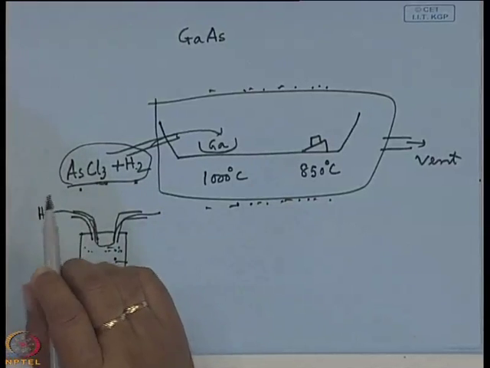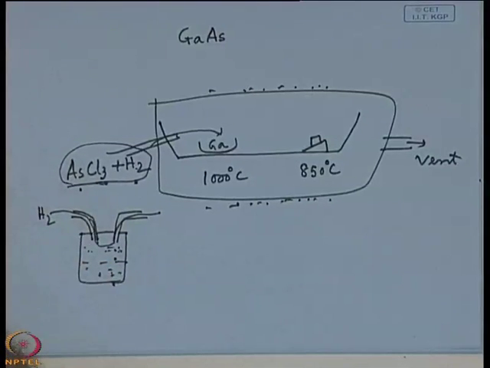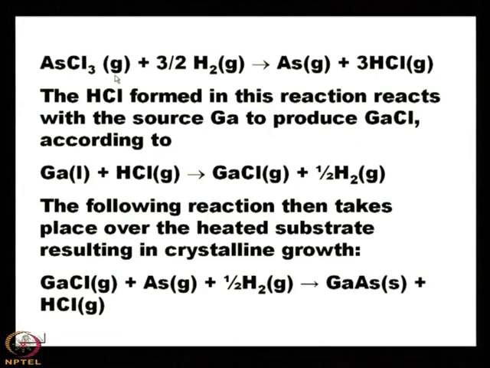So, what reaction will take place? This is the reaction that will take place. That means, see, AsCl3 gas, G stands for gas, plus 3/2 H2, this is also gas, it becomes arsenic gas and 3 HCl gas. Okay. So, this is the reaction which takes place. First this reaction will take place. So, what will happen? HCl will be formed, HCl in the form of gas.